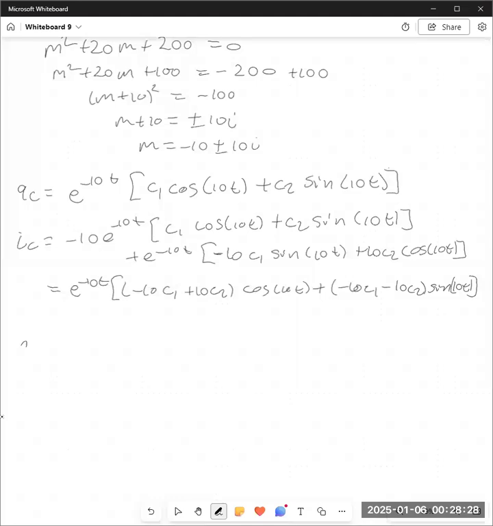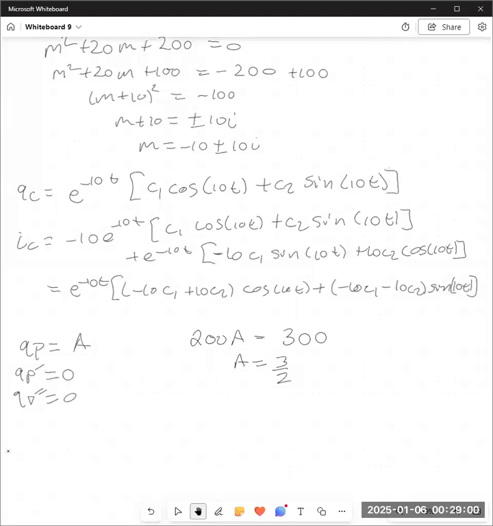We know that our particular part here is just going to be a constant. So Qp prime will be 0, Qp double prime will be 0. If we come back and we look at our equation, that means that we have 200A is equal to 300, and A is equal to 3/2.